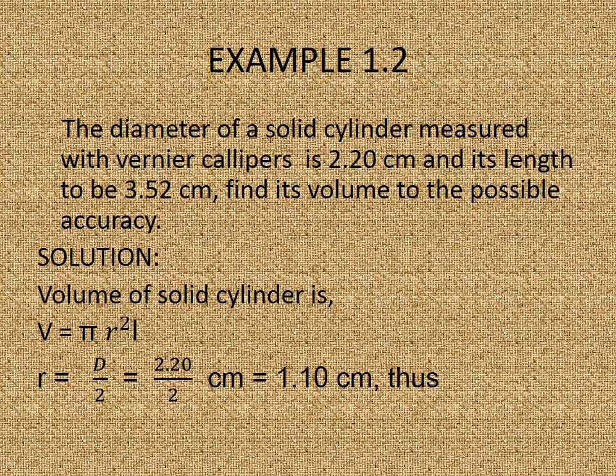Example 1.2. The diameter of a solid cylinder measured with vernier calipers is 2.20 cm and its length is 3.52 cm. Find its volume to the possible accuracy. Now the volume of the solid cylinder is V = πr²L, while radius will be equal to diameter divided by 2. Here it is 2.20 divided by 2, which is equal to 1.10 cm.